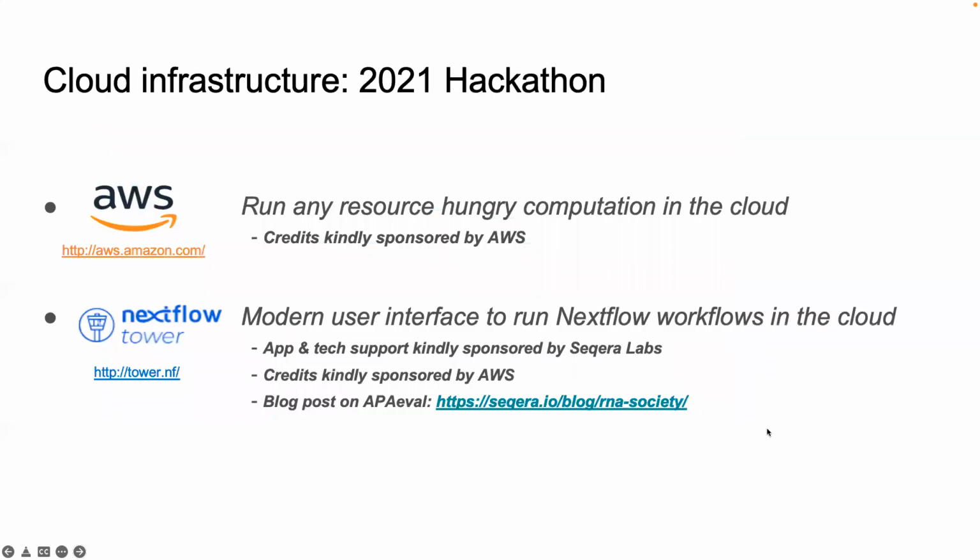So in the original 2021 hackathon, we had resources provided by credits sponsored by AWS. So that allowed us to store the data, download it, and process it through Nextflow Tower in collaboration with Sakara Labs. So those credits have since run out, but this was a way for a number of people in the community to work on the data and process it in the cloud.